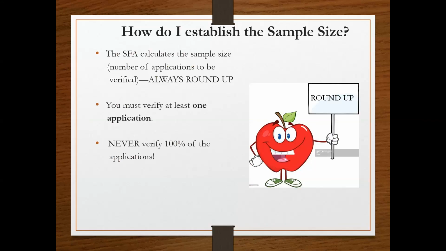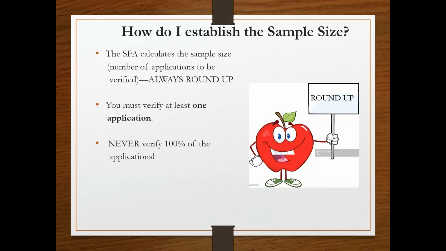How do I establish a sample size? After you have your sample pool, then the sample size is determined by doing a couple of things. One thing you're going to do is when you're doing your calculations, make sure you round up. For example, if we have 3,125 applications approved as of October 1st, we are going to multiply it by our multiplier, which is 3%.